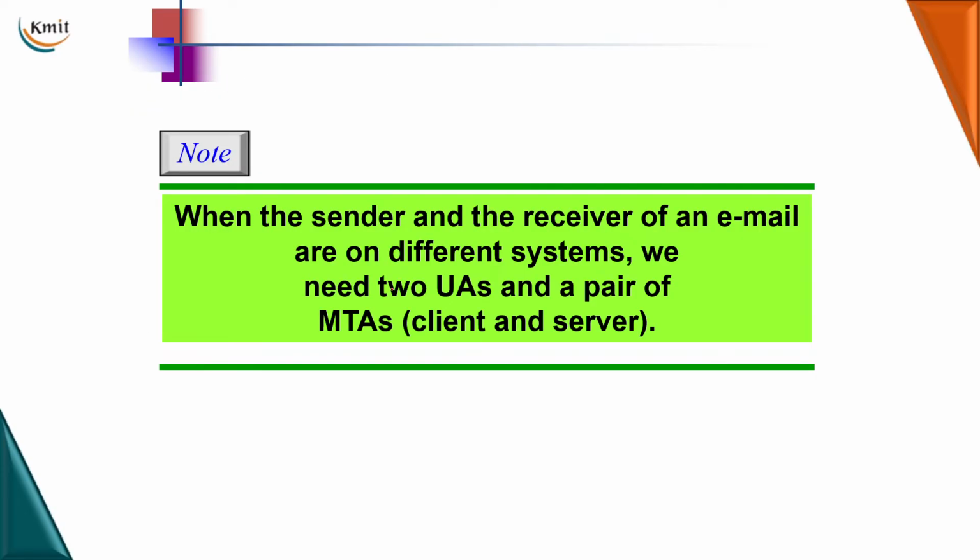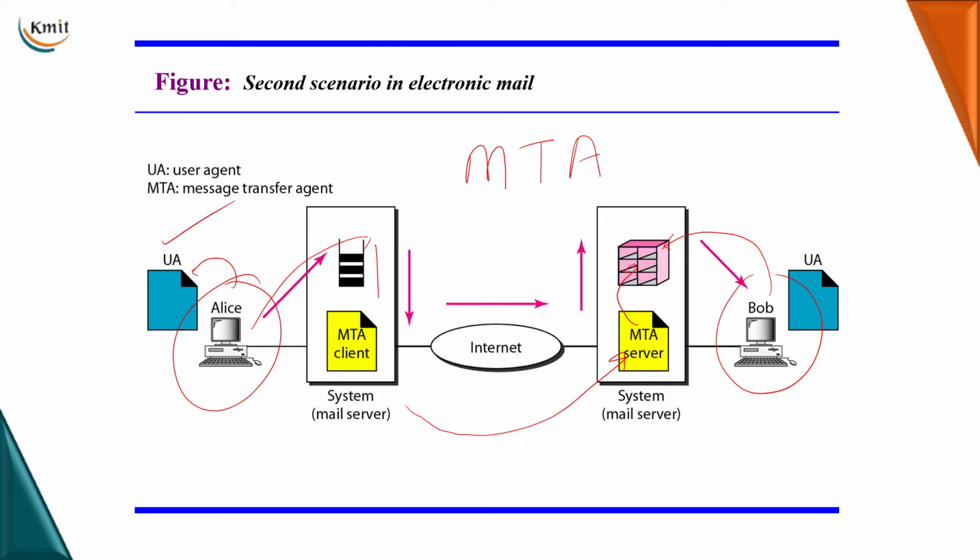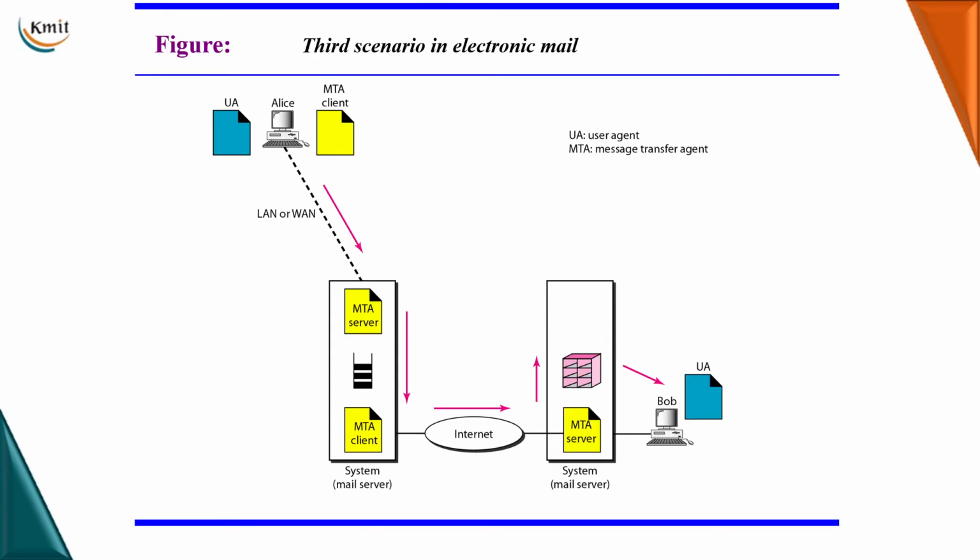In this scenario, where the sender and the receiver of an email are on different systems, we need 2 user agents and a pair of MTA client and server. You can see we need 2 user agents and a pair of MTA client and server. The third scenario shows that Alice is separated from its system. Rather, Alice is connected to a mail server using a LAN or a WAN connection. Here we are assuming that whichever devices have mails to send, they will connect to a mail server and drop their mails there. Whereas Bob is still connected to its system only.